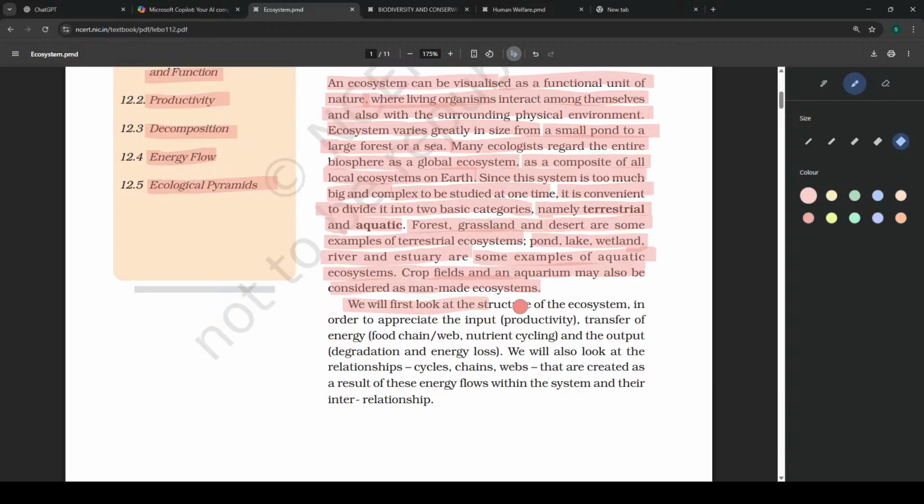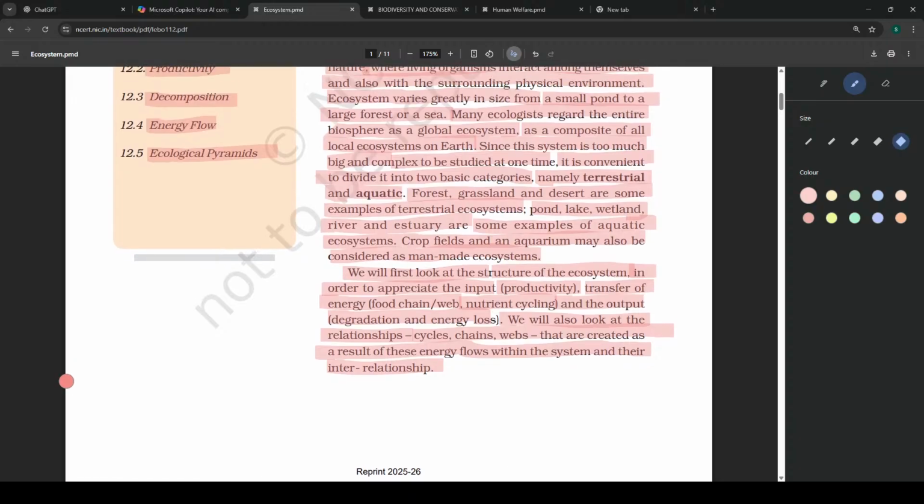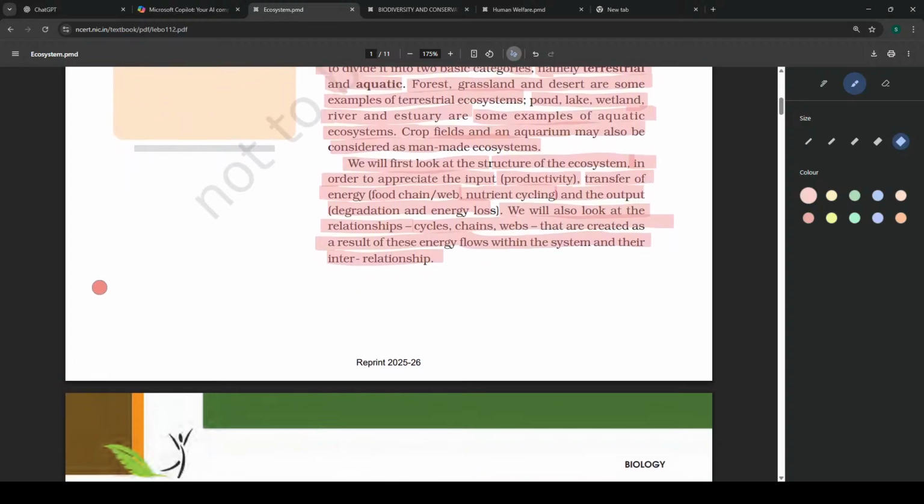We will first look at the structure of the ecosystem. In order to appreciate the input, that is productivity, transfer of energy, food chain or web, nutrient cycling, and the output, degradation and energy loss, we will also look at the relationships, cycles, chains, and webs that are created as a result of these energy flows within the system and their interrelationship. They're just giving an introduction of what we will see in an ecosystem.